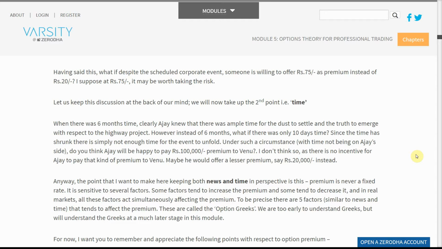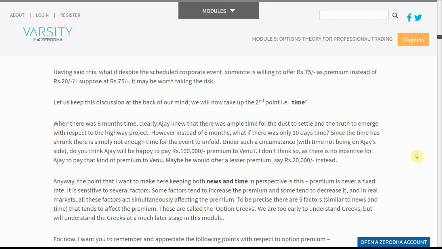We will now take up the second point, i.e., time. When there was 6 months' time, clearly Ajay knew that there was ample time for the dust to settle and the truth to emerge with respect to the highway project. However, instead of 6 months, what if there was only 10 days' time? Since the time has shrunk, there is simply not enough time for the event to unfold.